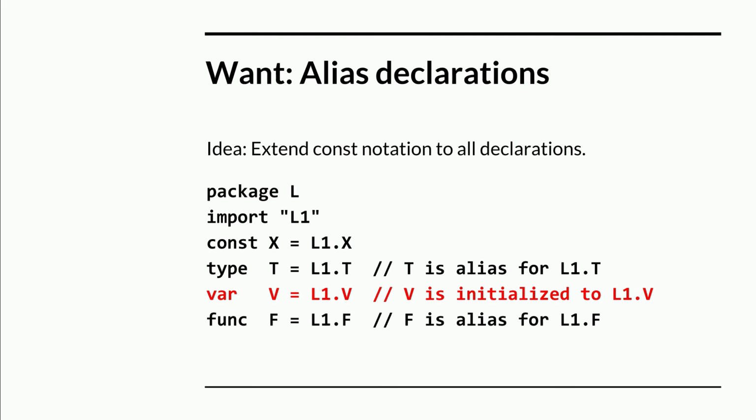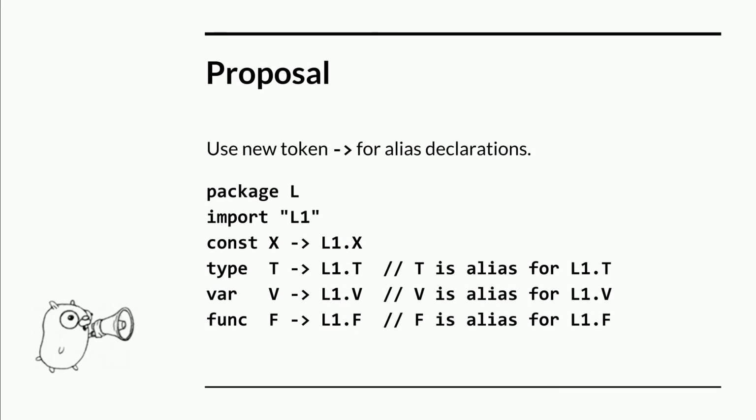So Rob Pike and I sat down together and thought a little bit about this, and there's an easy solution. We introduce a new token, which is the right arrow. And this is essentially the essence of the proposal. There's a new kind of declaration which allows us to declare an alternative name for something that's on the right-hand side, which is usually a qualified identifier, that is a package followed by a name. This would allow you to say, this T is really L1.T. And the same rules would apply as for any other declaration. So you can export this thing, you can leave it unexported, and so forth.